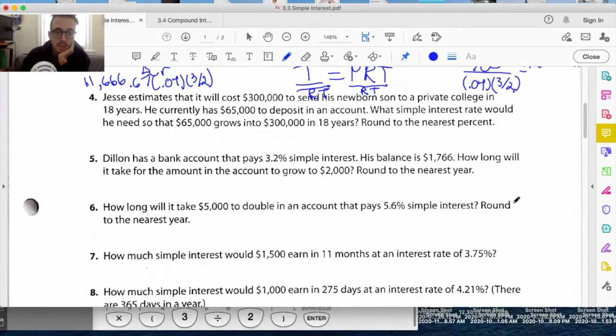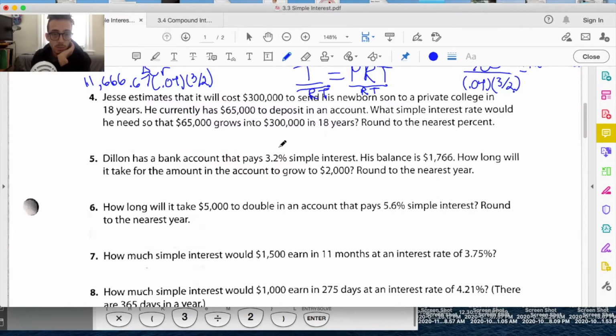Dylan has a bank account. Yeah, in his bank account, simple interest is 3.2%. The balance is 1,766. How long will it take for the amount in the account to grow to $2,000? Okay, round to the nearest year.